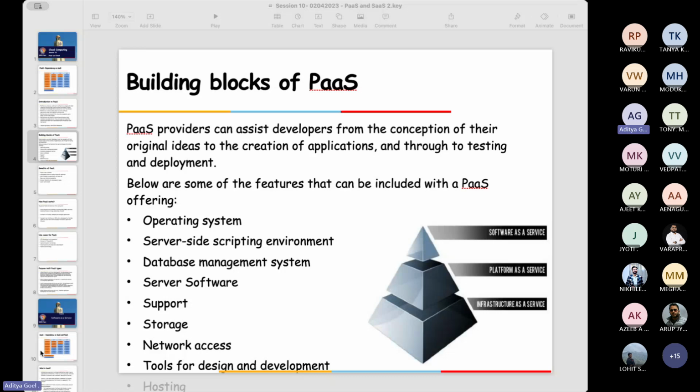So these are the overall benefits that we have for the platform as a service model. Any doubts that anyone has, please ask.